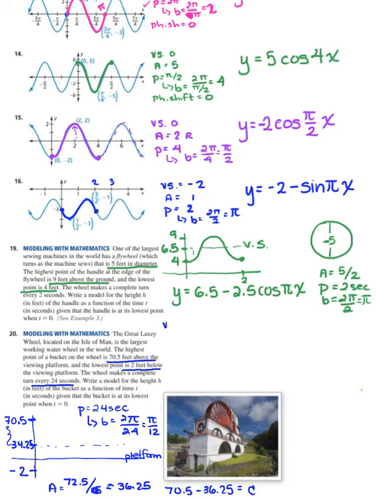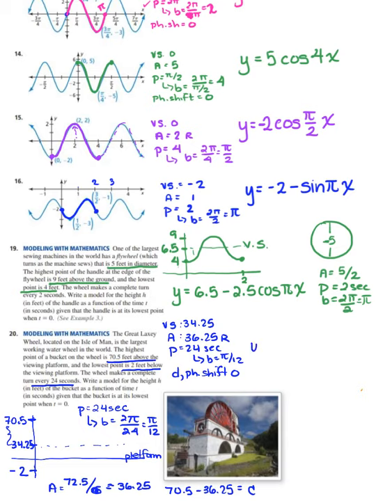Okay, putting it all together. You have a vertical shift of 34.25. You have an amplitude of 36.25. You have a period of 24 seconds, which means the B value is pi over 12. And again, we're going low to low at 0. So D, or the phase shift, is going to be 0, but this is going to be a reflected graph.